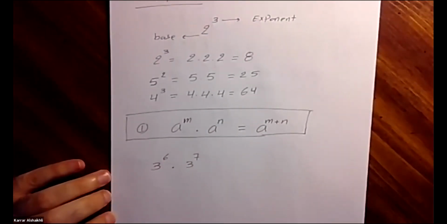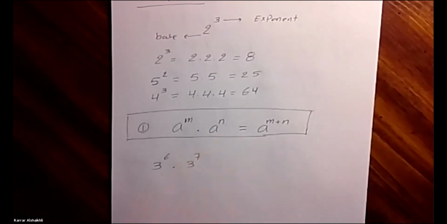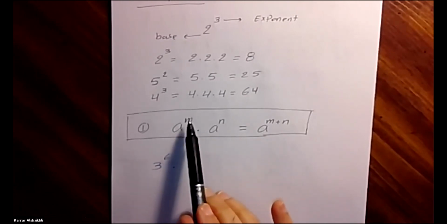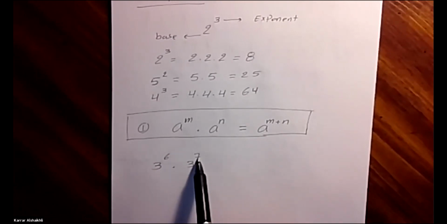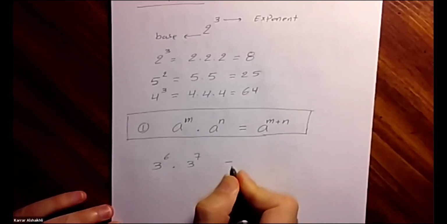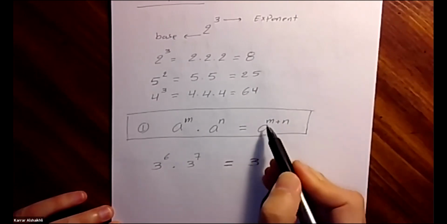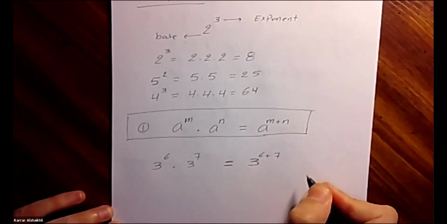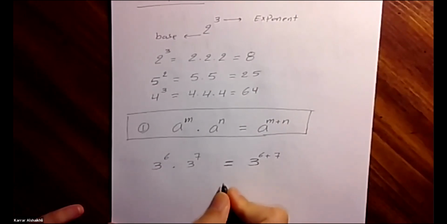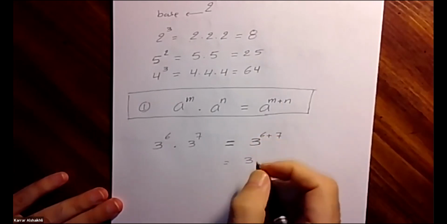We're going to get 7 rules. You have to know all these rules. This is the first rule. You see, I have a number with exponent 6 times the exactly same base with exponent 7. So this is equal to the number 3, and I'm going to add the exponents, 6 plus 7. So the result is going to be 3 to the power 13, because 6 plus 7 is 13.